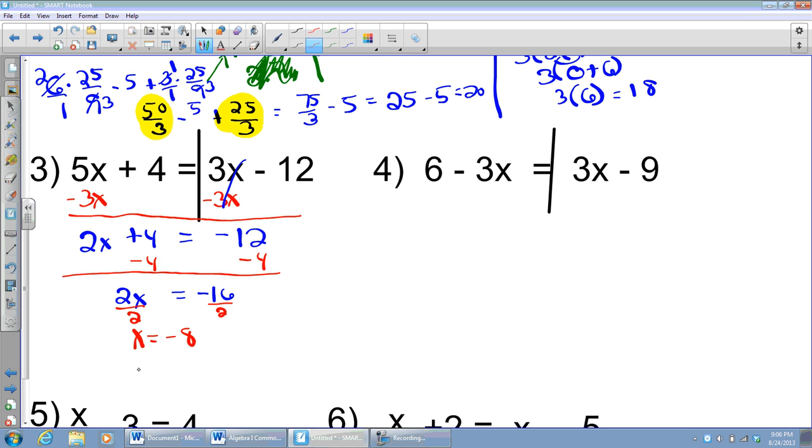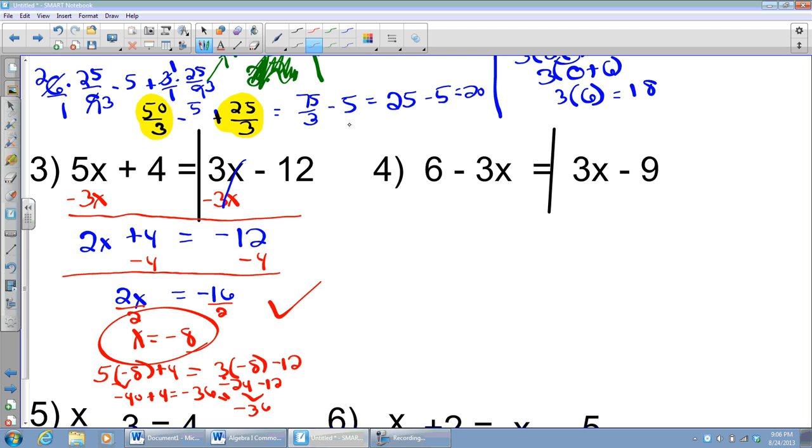If I check that, I'll have 5 times negative 8 plus 4, and I'll see if that equals 3 times negative 8 minus 12. Well, this is going to be negative 24 minus 12, which will get me a negative 36. Well, this is going to be negative 40 plus 4, and sure enough, that equals negative 36 as well. So it does check. There's my answer.